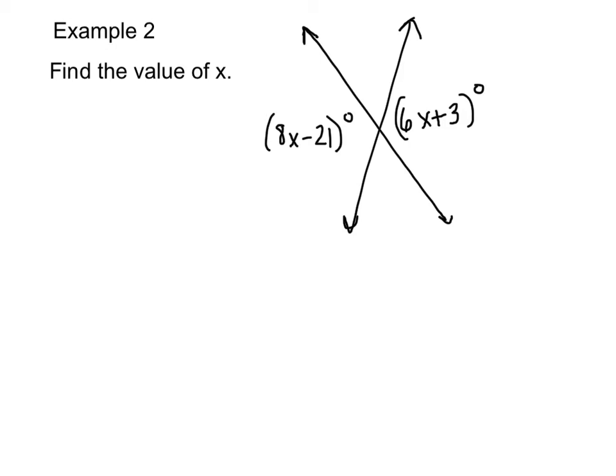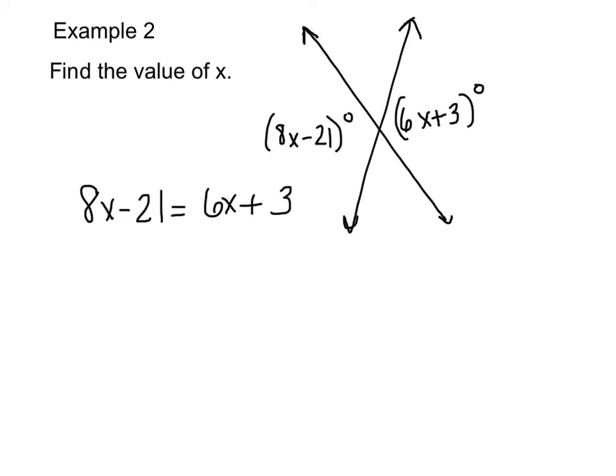Example number 2. Find the value of x. Well, this is a little different. We have a diagram. From prior classes, you should know that these two are vertical angles. Vertical angles mean they are equal, so you're going to set them equal to each other. 8x minus 21 equals 6x plus 3.